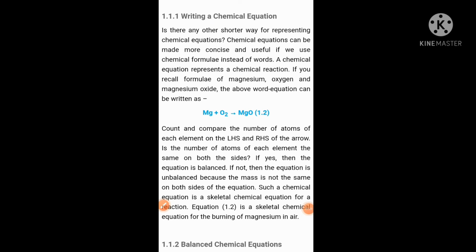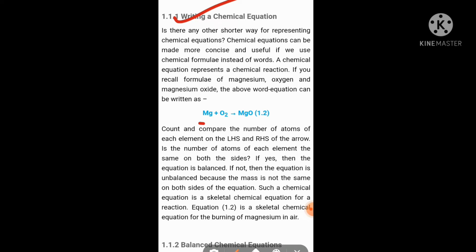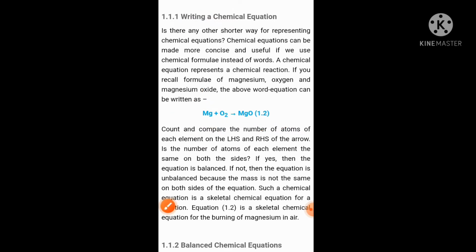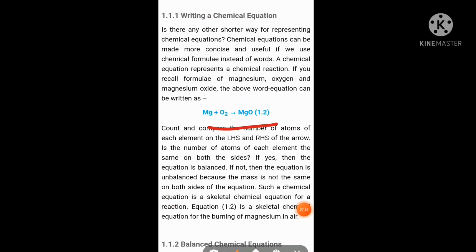Now see here, writing a chemical equation. How to write a chemical equation? First write the name of the reaction, the name of the element, then write in word form, then after that write in symbol form. Like see this reaction. A chemical reaction represents this. If you recall the formula of magnesium, this is Mg plus O2 forms MgO.